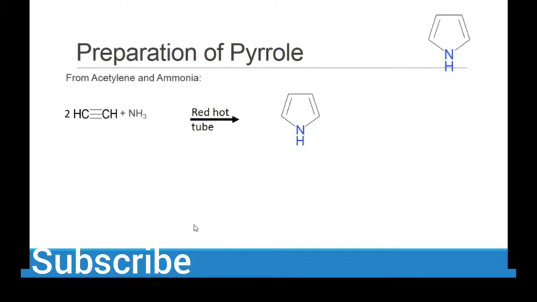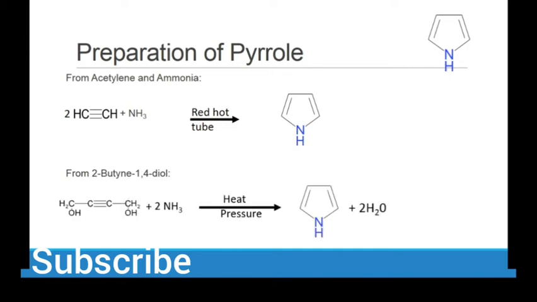And then we have preparation from ammonia. Acetylene reacts with ammonia, so we have pyrrole in a red hot tube. This is a special tube for this reaction. And we can also prepare it from 2-butyne-1,4-diol, which reacts with ammonia, and we have to provide heat and some pressure. We have pyrrole. There are also some reactions in the books, and you will also find some reactions of pyrrole on the internet. You can also remember these, learn these, and write these in your exam.